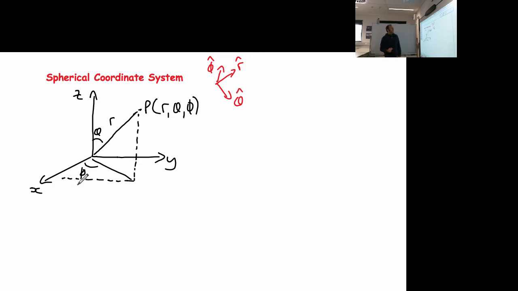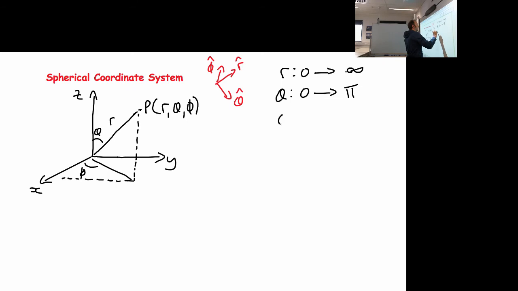So what are the limits for these? Well, for r, it goes from 0 to infinity. For theta, it's from 0 to pi. And for phi, it's from 0 to 2 pi. Okay, so theta has to be from 0 to pi, otherwise you'll be counting each point twice.